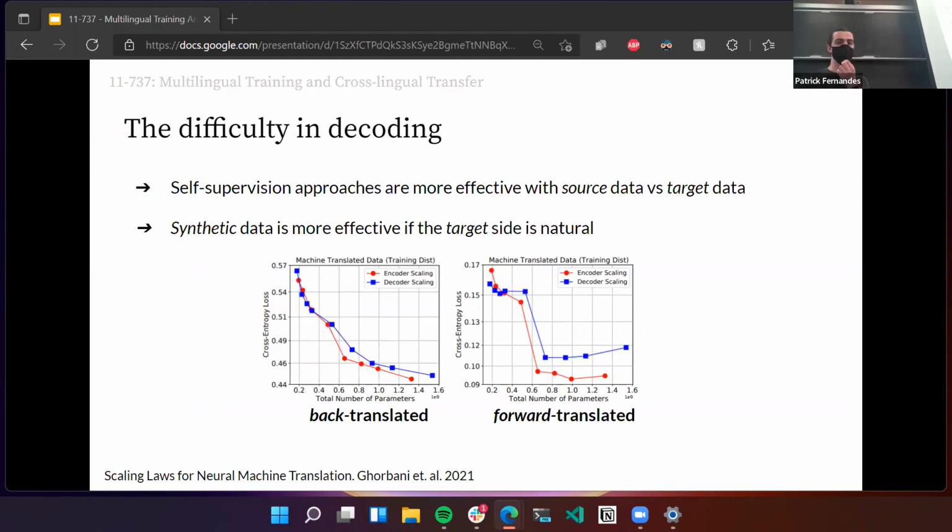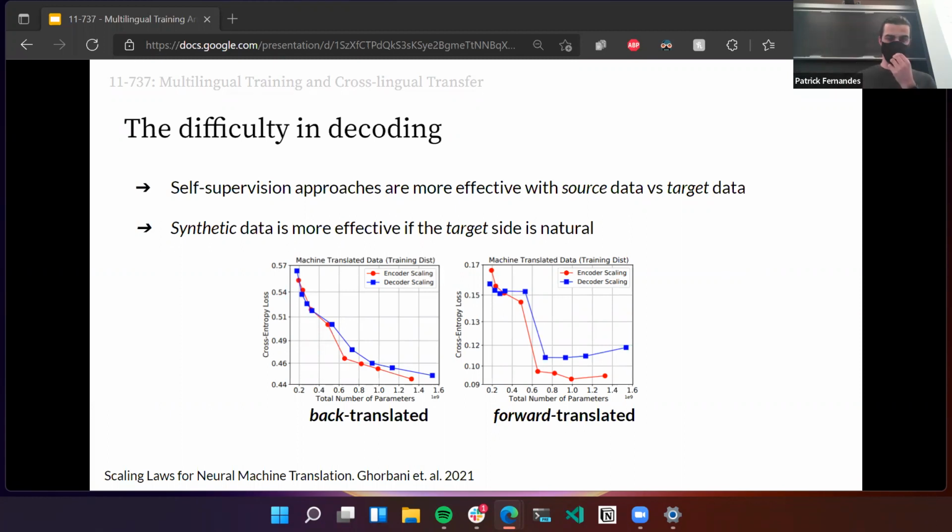For example, if you leverage monolingual data through self-supervision, it seems that it's more beneficial to use it on the source side than it is to use it on the target side. This is to say, if you have monolingual source data and you use self-supervision, you're probably going to boost your zero-shot performance way more than if you had monolingual data on the target side and you did self-supervision on that. So it seems that it's more helpful to have these self-supervision objectives on the source side.